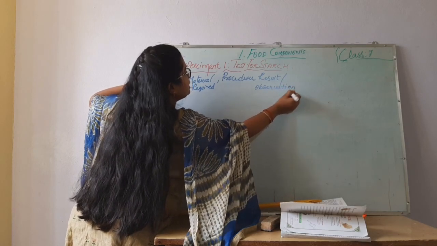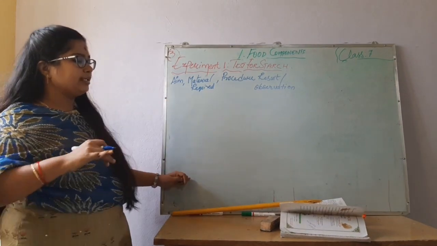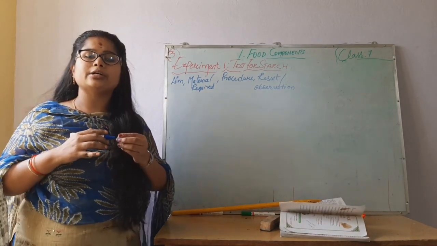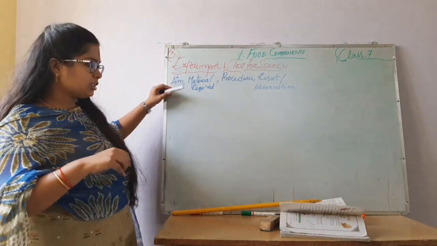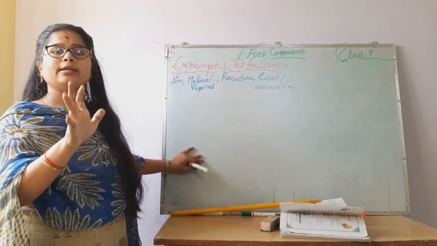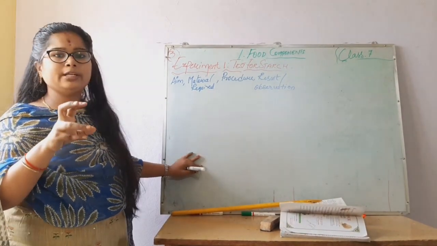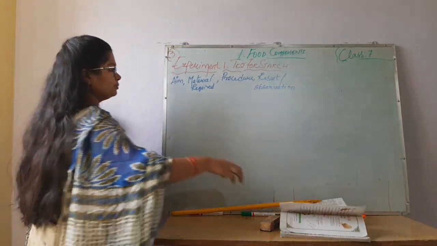Observation. This is the procedure. Before you do any test, you need to write the aim, the materials required, the procedure, and last, you need to write your observation or result in a table form or a sentence form. So first let us write the experiment, what you want to do. Then we will get clarity on what materials are required, and we will go to the experiment.